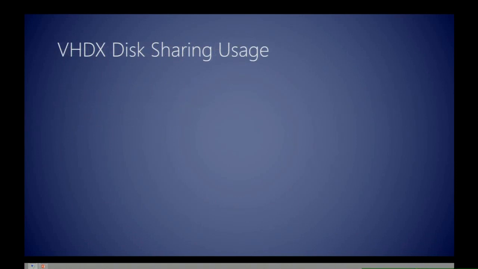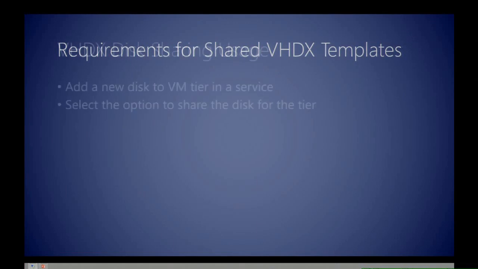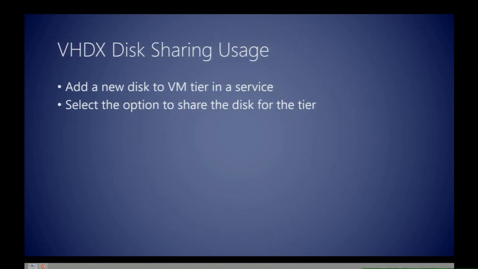So, shared VHDX disk usage in templates. You essentially add a new disk into a VM tier in a service, and then you select the option to share this disk among the tier. All of the VMs in the tier are homogeneous, so they'll all get this setting, and that disk image, that VHDX, will only be copied to the host once, and then the VMs will just share that same image.